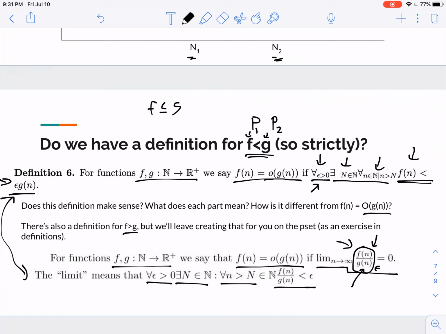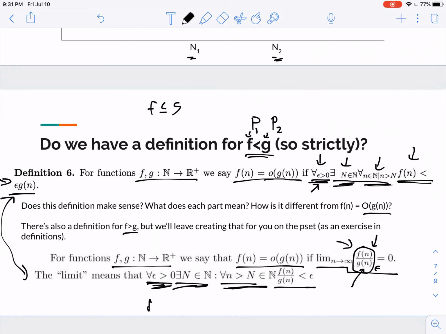I think the important thing to understand is, is it clear that this is the same thing as definition 6? And it is, because all these quantifiers are the same. Definition 6 starts with for any epsilon. This also starts with for any epsilon. Then this says there exists a big N. This also says there exists a big N, such that for any natural number greater than that, again, we have for any natural number greater than that.